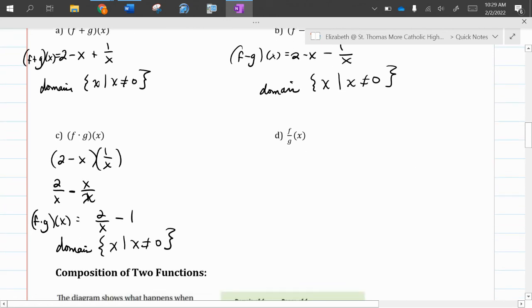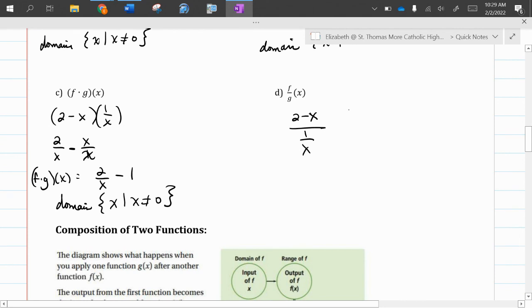And let's do one more. Let's do f divided by g. So I'm going to do 2 minus x over 1 over x. So we don't want to divide by a fraction. We want to multiply by the reciprocal. So that's going to be 2 minus x times x, which is 2x minus x squared. So f divided by g is 2x minus x squared.